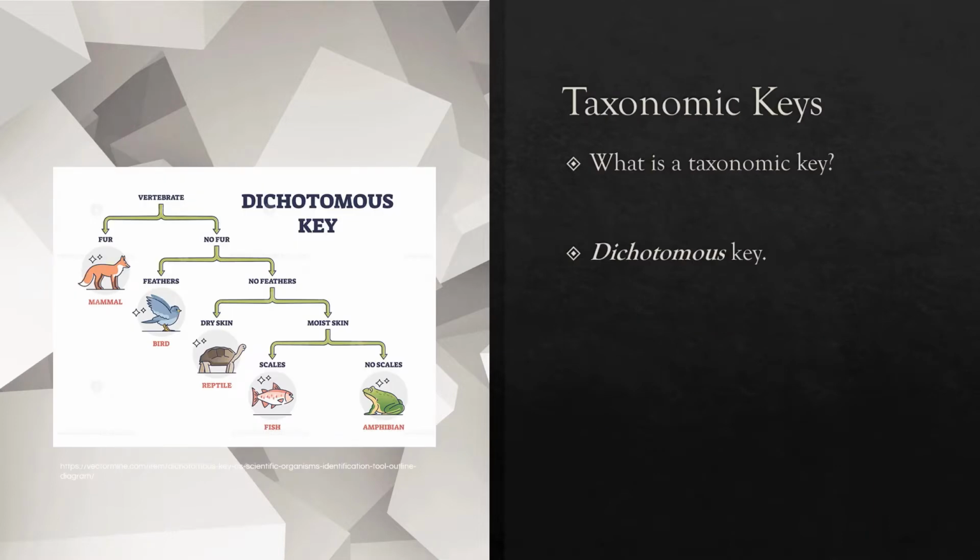A taxonomic key is a tool used by taxonomists to help identify organisms. One of the most popular types of keys is the dichotomous key. This type uses the taxonomic hierarchy and a series of choices that describe characteristics of organisms. These choices gradually become more and more specific until the user is able to identify the species of organism in question.